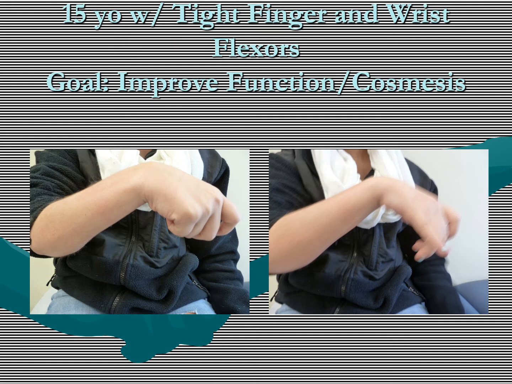This is in a slightly older patient, a 15-year-old young woman with tight finger and wrist flexors, and the goal in this case was to improve function and also to improve cosmesis. This is her on the left trying to make a fist. This is her on the right trying to open her hand. This is not just my bad photography, but it is very difficult for her to hold the right hand still when she tries to open it.